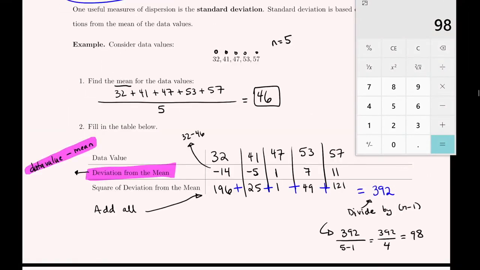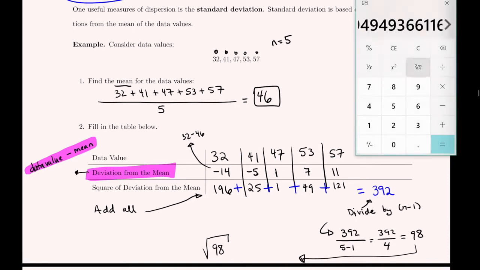And we're almost at our final step. The last thing we would need to do is take the square root of 98. And when we do, we see that's about 9.899.